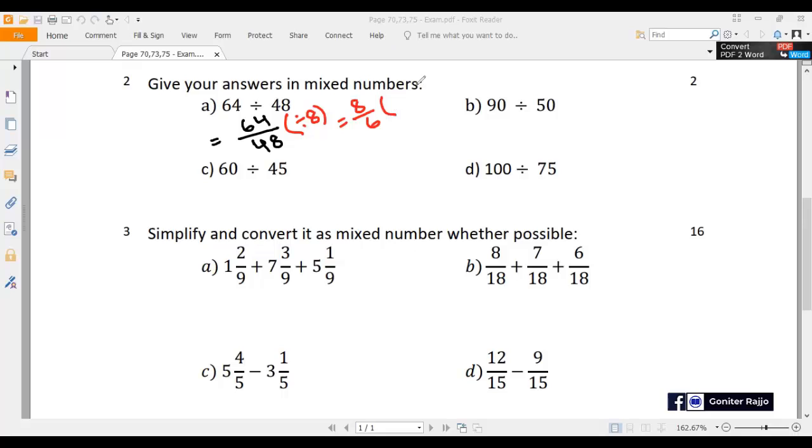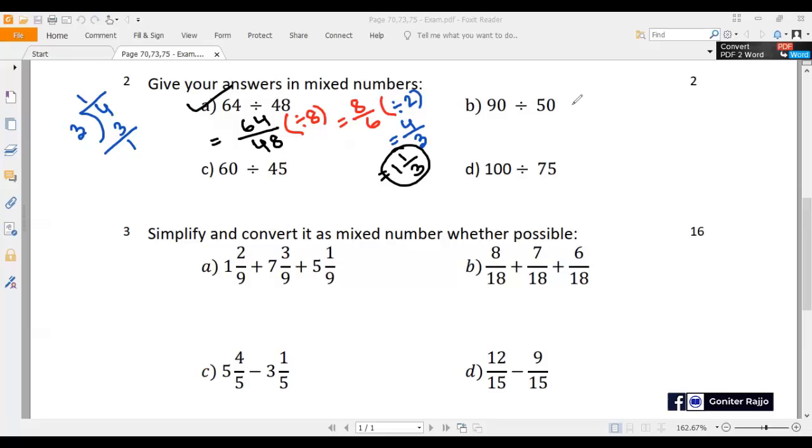Again we can divide 8 and 6 both by 2. Then we get 2 fours are 8 and 2 threes are 6. Now 4 by 3. Just convert this one. 4 divided by 3. 3 ones are 3. Remainder is 1. So our final answer should be 1 whole 1 by 3. So 1 whole 1 by 3 will be the final answer of number A.